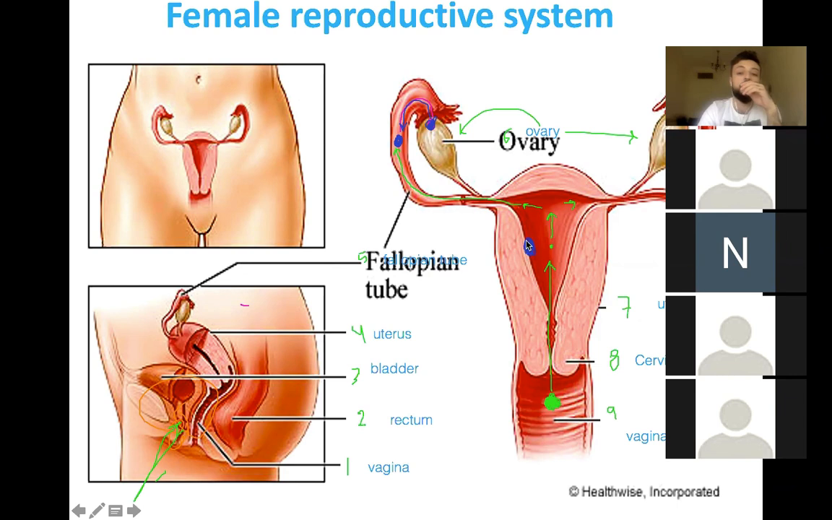Miscarriage is when the egg attaches to the uterus wall and the embryo develops, and then the embryo dies. That's when we call it miscarriage. But sometimes the fertilized egg won't attach to the uterus wall, and if it fails to attach, it rolls down through the cervix and goes outside through the vagina.